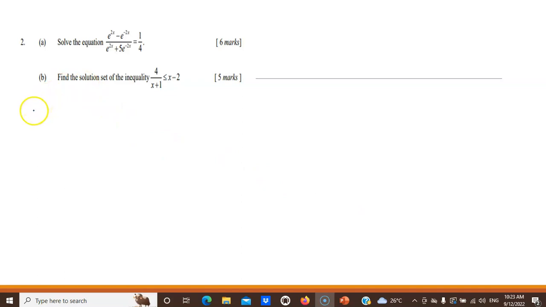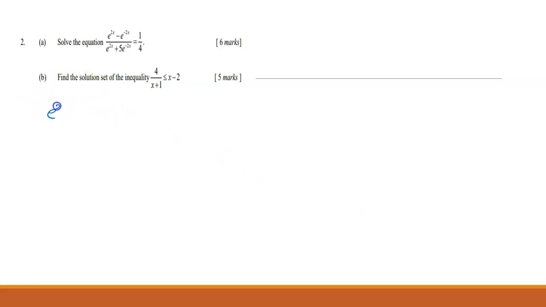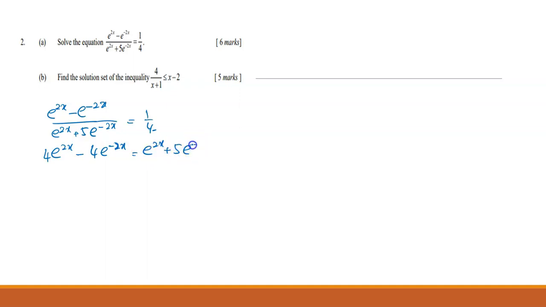So for question number 2a, (e^(2x) minus e^(-2x)) divided by (e^(2x) plus 5e^(-2x)) equal to 1/4. So cross multiply: 4 multiplied with this one here, and the denominator multiplied with 1, is going to give you 4e^(2x) minus 4e^(-2x) equal to e^(2x) plus 5e^(-2x). So bring all this to the left side.